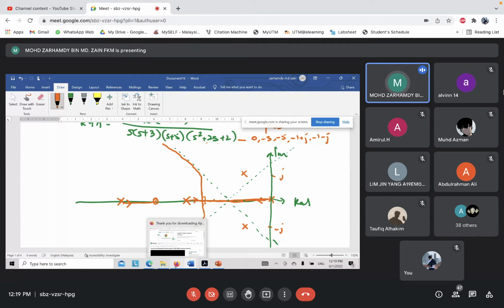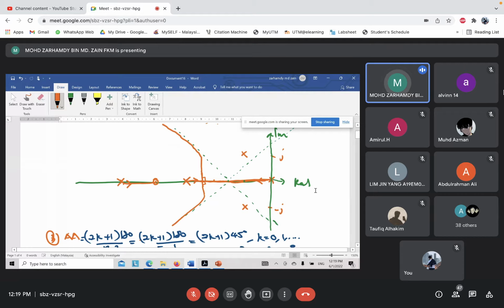Okay, finish for this. And okay, the new rules that we try to learn now here: imaginary point. So where should they go? Kita nak pergi mana? Where do they go? Go here.